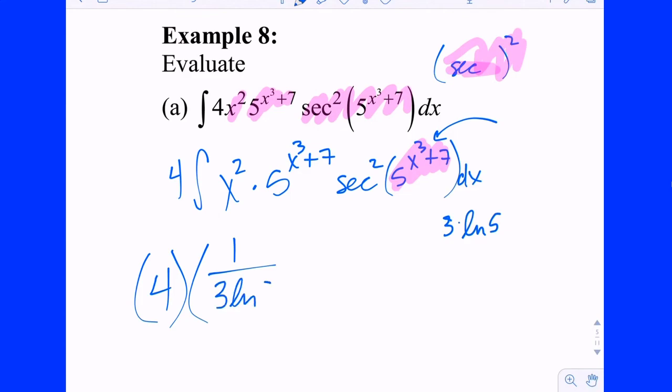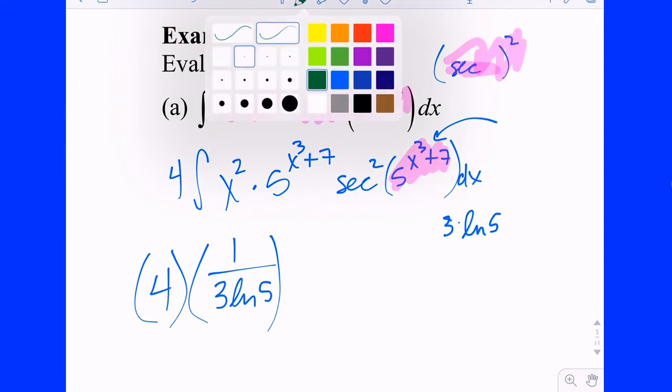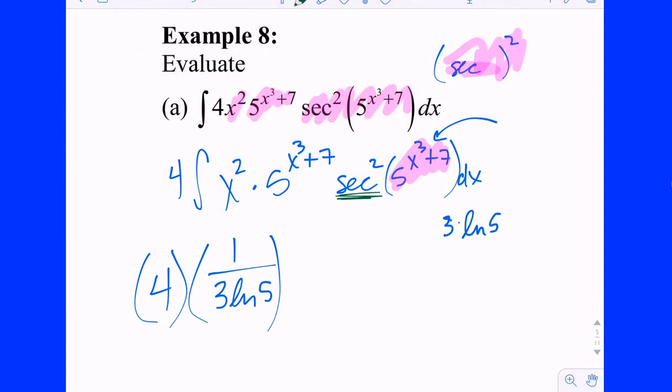1 over 3 natural log of 5. And the x squared and the 5 to the x cubed plus 7 all get packaged back up. And now we're on to the second part, the rule of integration. What's the antiderivative of secant squared of blob? Tangent of the blob. And then, of course, plus c.